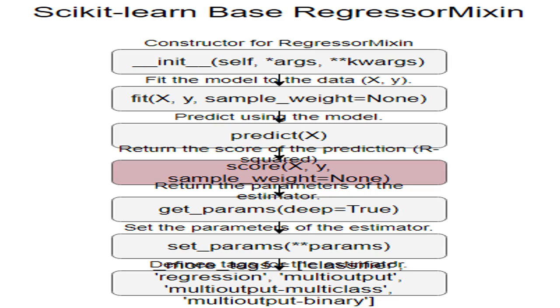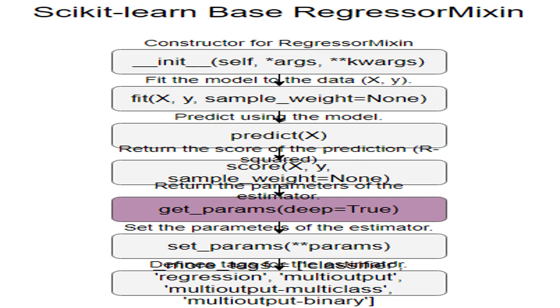This method assesses the model's performance by calculating a score, typically r², which reflects the goodness of fit between predictions and actual values. Evaluation. Get params deep true. Data flow. The score is calculated based on the predictions and the actual target values.